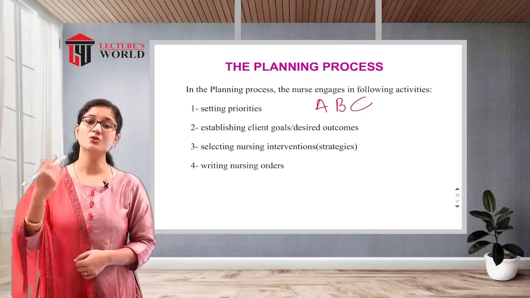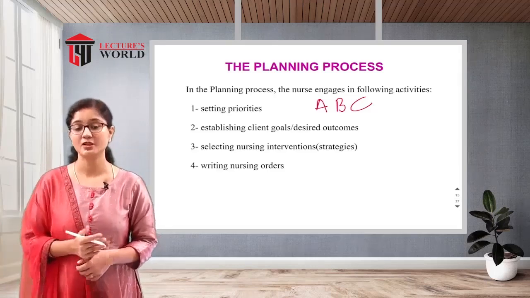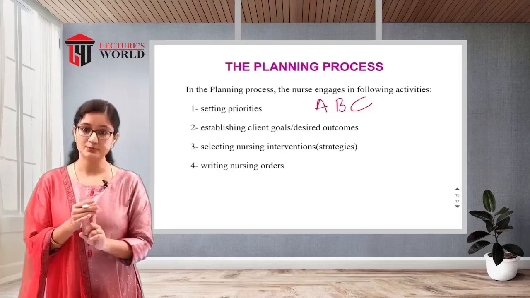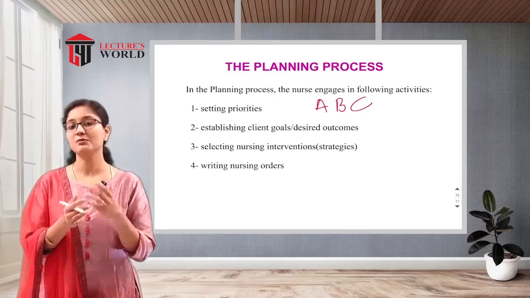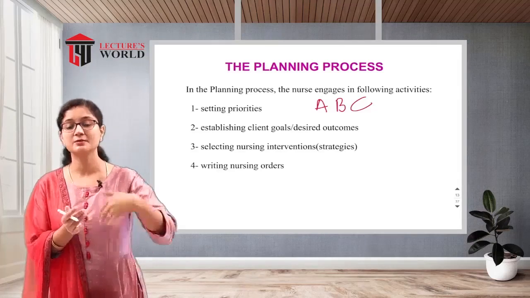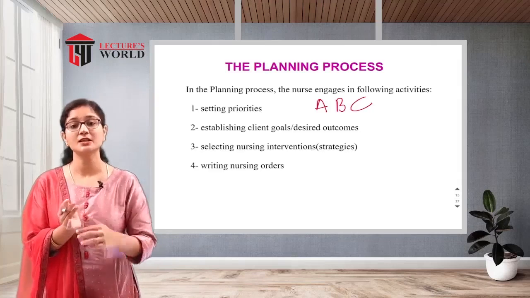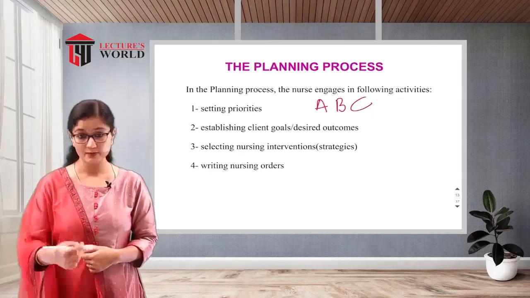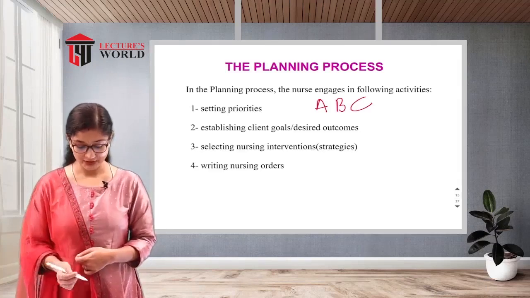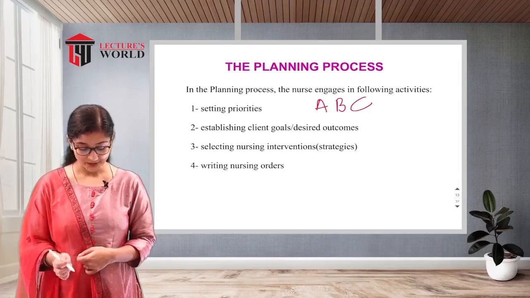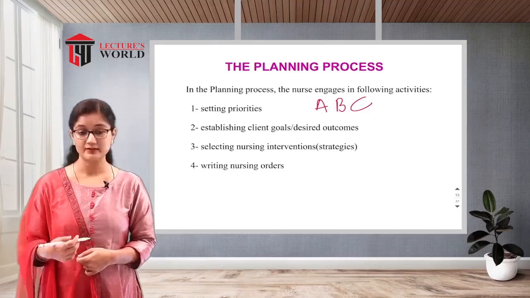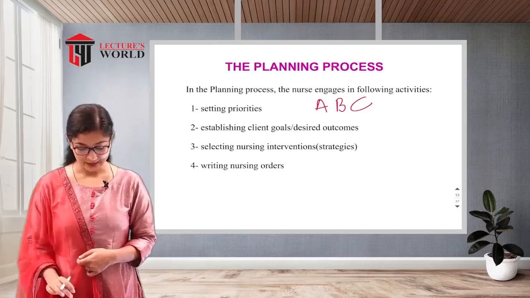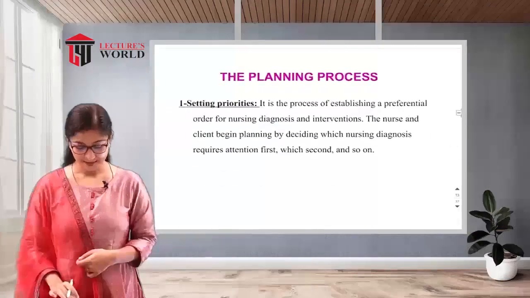Then you go on to the next priority. When he said he has difficulty in breathing, I will solve that problem first. Then the next problem, pain in the hand, will be the second priority. The first priority is the breathing problem. So that is setting priority, we will see it in detail. Next is establishing the client's goal and desired outcome, selecting nursing interventions, and writing the nursing orders or the interventions. So let us start one by one. Setting priorities.